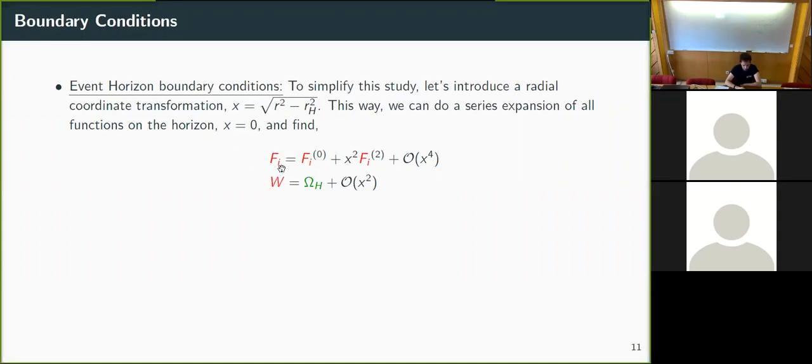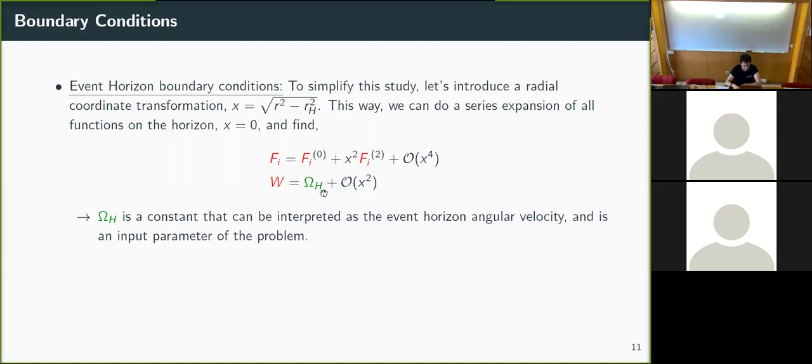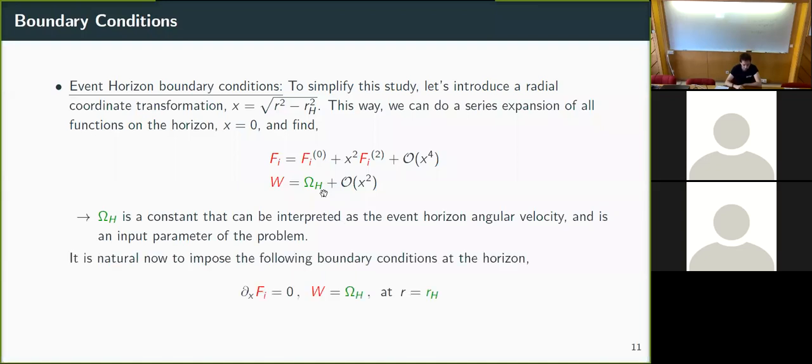And here we see that the w function must be equal to omega h. This is a constant, and as you see, it's green, so it's an input parameter of the problem. This can be understood as the angular velocity of the event horizon. So with this expansion, it's quite natural to impose that the derivatives of the f functions must be equal to 0, and that the w function must be equal to the horizon angular velocity at the event horizon.